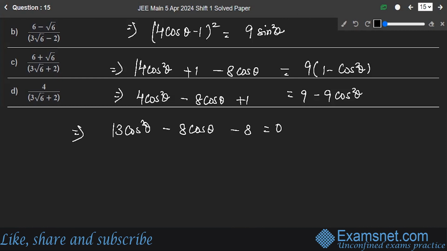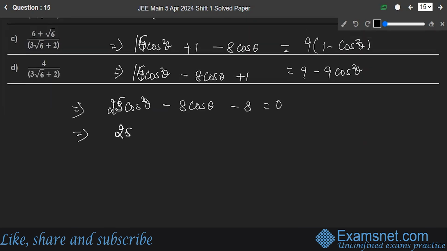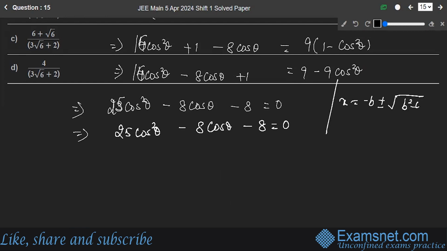Wait, here was supposed to be 16, right? And this was 25. Let's rewrite it. You have 25 cos square theta minus 8 cos theta minus 8 is equal to 0. Applying the quadratic formula, x is equal to minus b plus minus root of b squared minus 4ac upon 2a. This is a, this is b, this is c.